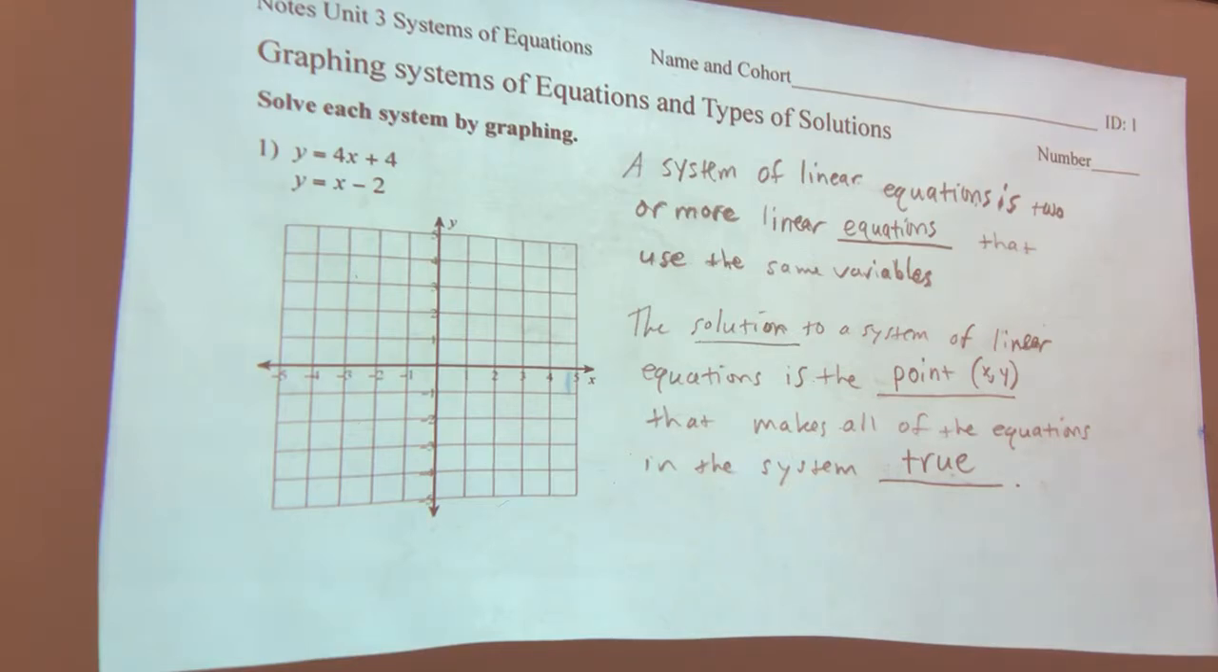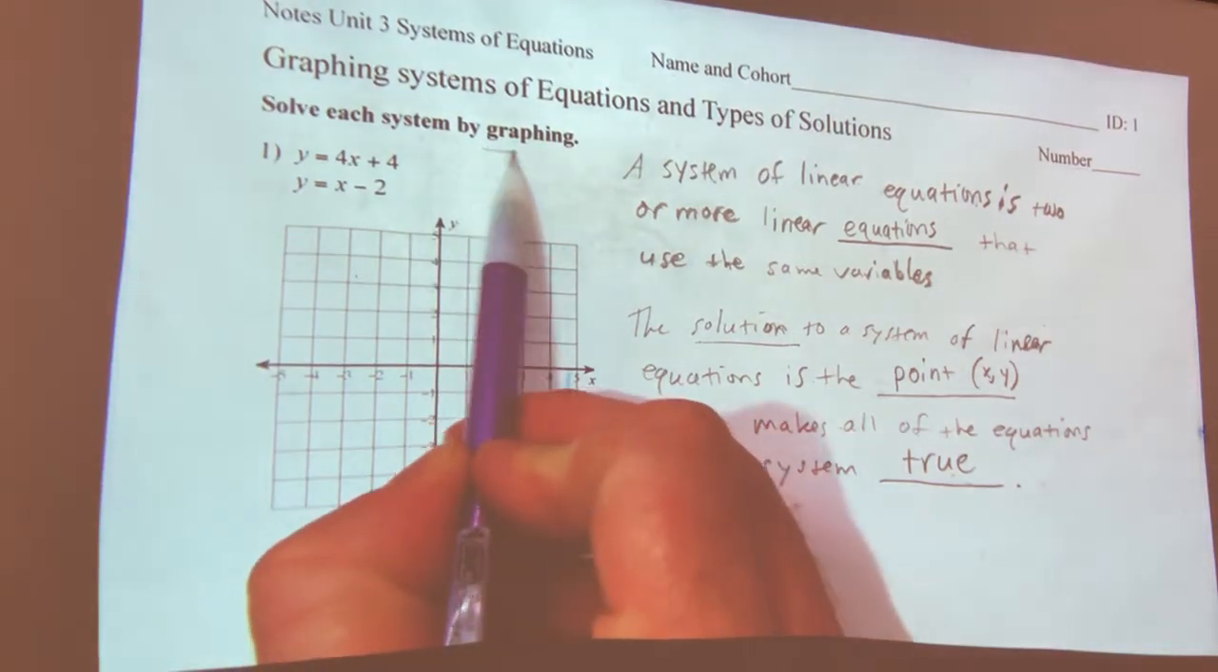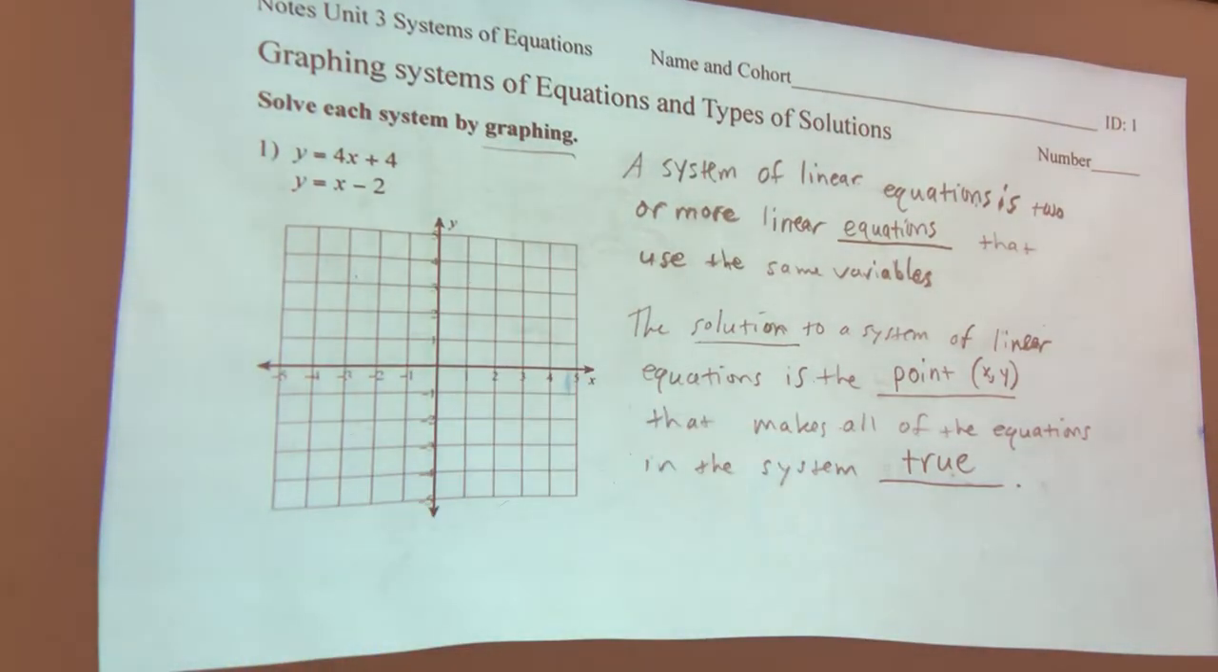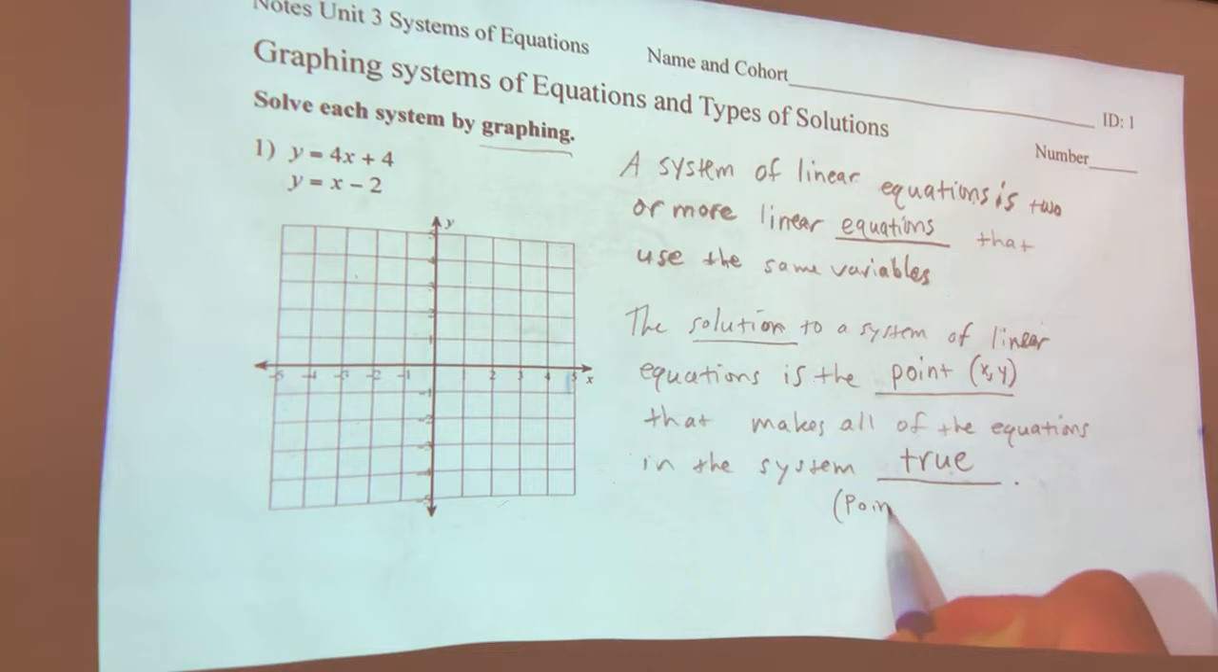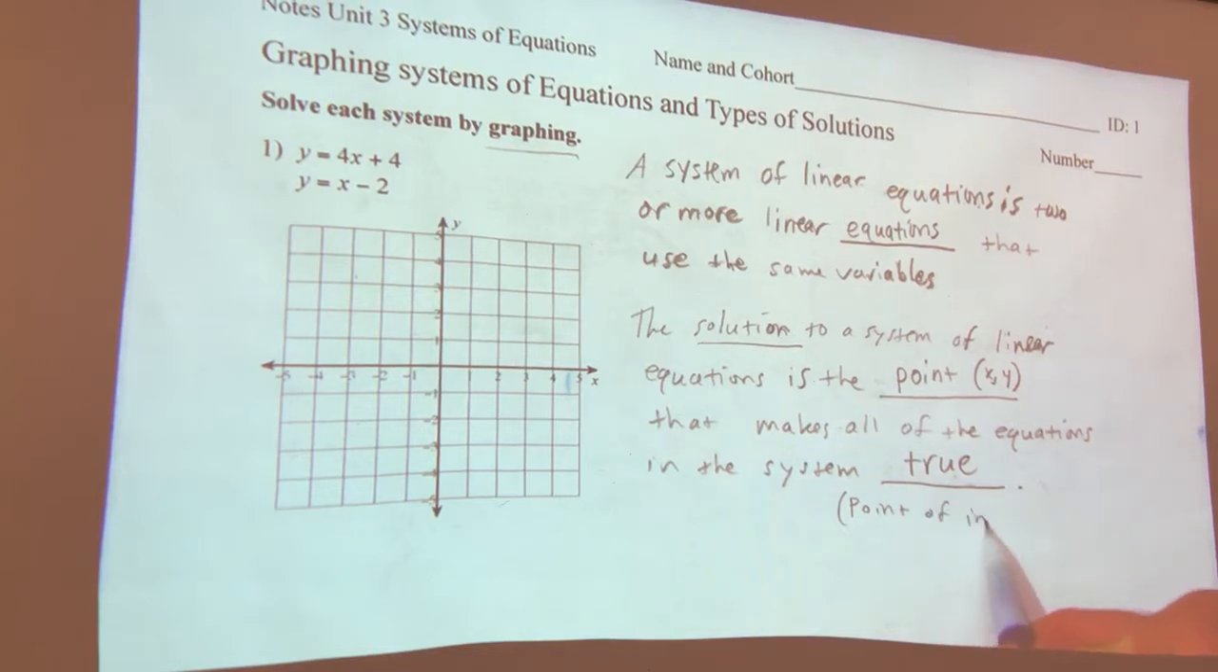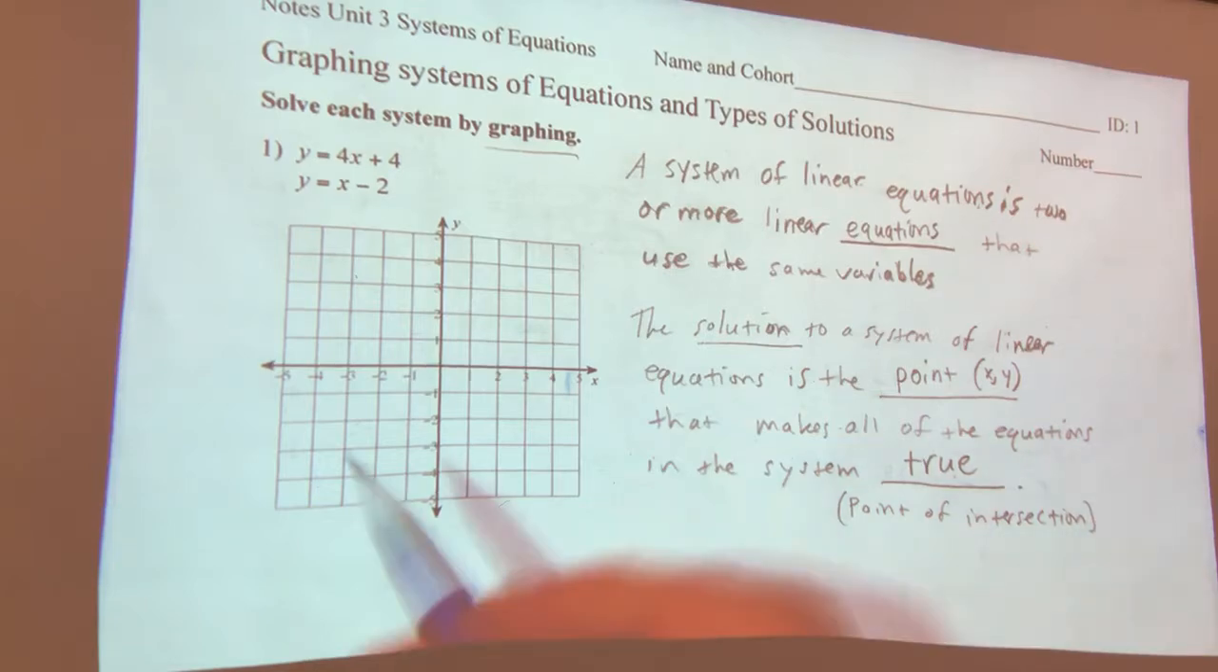Okay, so if you're done copying that down, one way that we can solve a system of linear equations is by graphing them. So we're looking for the point of intersection, the place where the two lines meet. That's the solution. So let's graph these two lines.